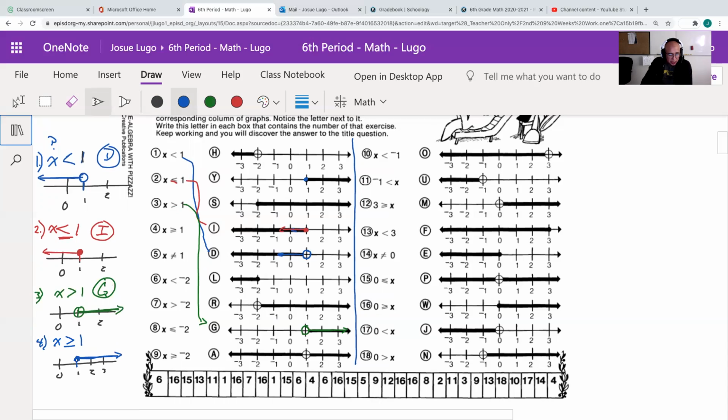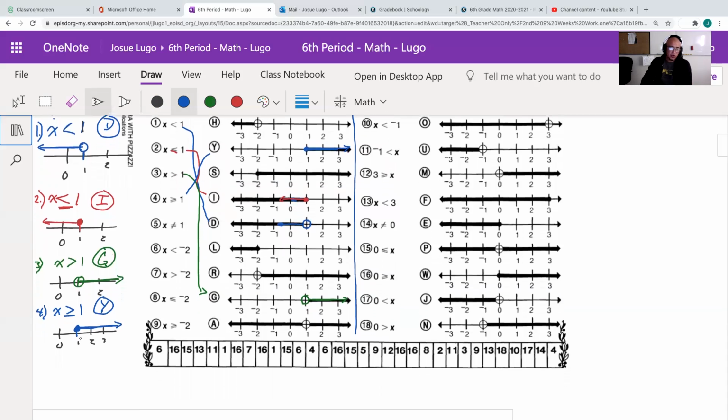So I'm going to shade in the number 1. And I can see that Y here is shaded in on number 1 and it includes any number greater than 1. So the answer to number 4 is Y. Why? Because I said so. Awesome.